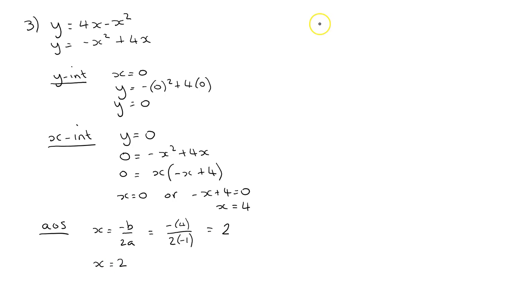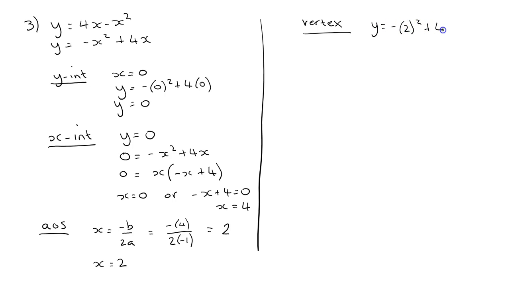And finally, to work out the vertex, that is the y coordinate that we need now for when x is equal to 2. So we simply substitute in x is equal to 2, and we've got minus 2 squared plus 4 times 2, and we've got y equals minus 4 plus 8 gives us y equals 4. So our vertex is at x is equal to 2, y is equal to 4. Okay, we can now sketch this.